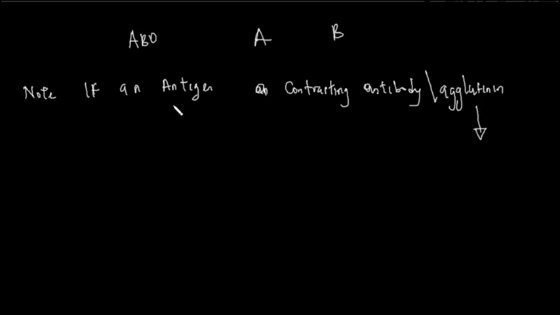Okay, so what is the other name for antigen? Agglutinogen. Okay, thank you. Now let's continue. So I said if a particular antigen is present, a contrasting antibody is present in the blood serum. Are you there?